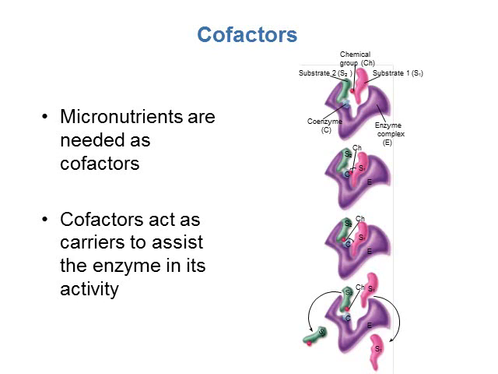Right, and then the cofactor part. I kind of talked about these already, but cofactors are micronutrients. Remember, those are nutrients that organisms need, but they only need a little bit of it. So these micronutrients, the vitamins and the minerals, can be used as cofactors. And these cofactors just assist the enzyme in its activity. They help to form bonds, or they help the substrate fit into the active site, or they help to lower that activation energy.